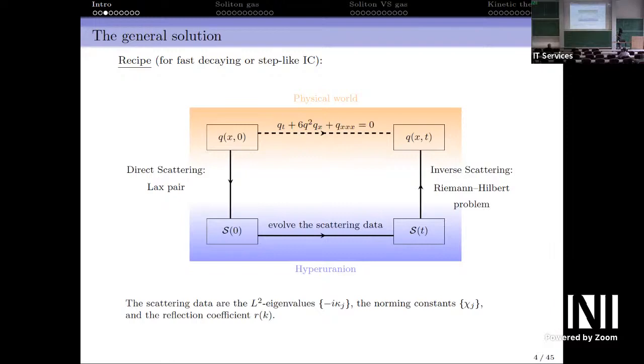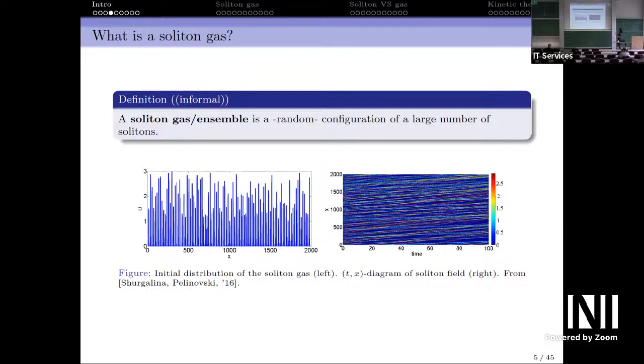And what is specifically a soliton gas? So this is all classical. When we have classical, we want to look for classical solutions. And the soliton gas is something, let me give you first an informal definition, which is basically what happens if we have a lot of solitons, like a large number of solitons, possibly picked at random in our initial configuration.